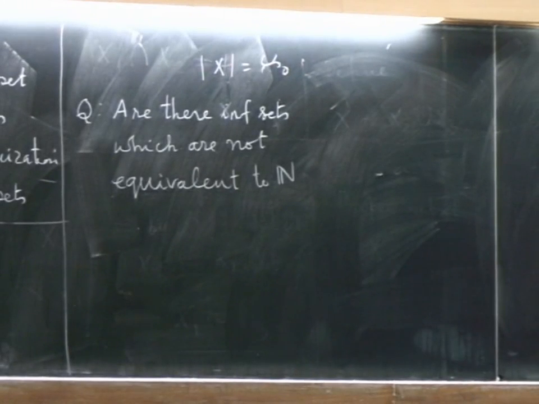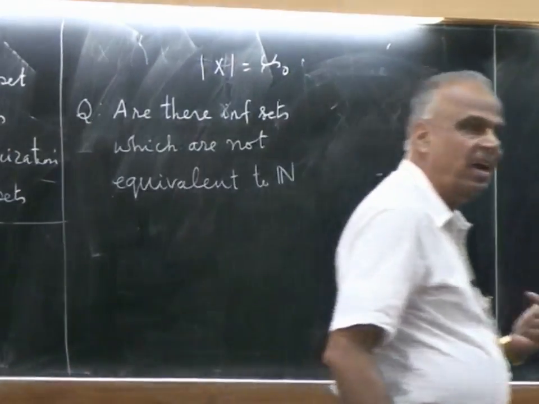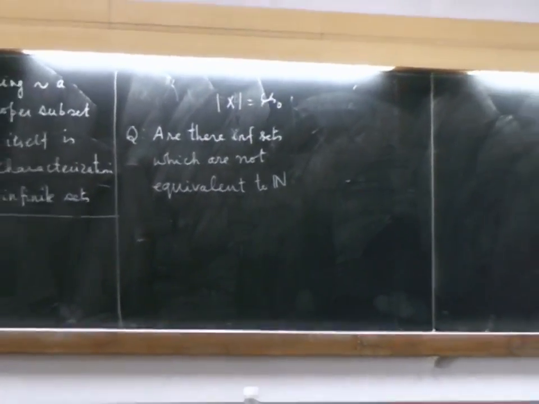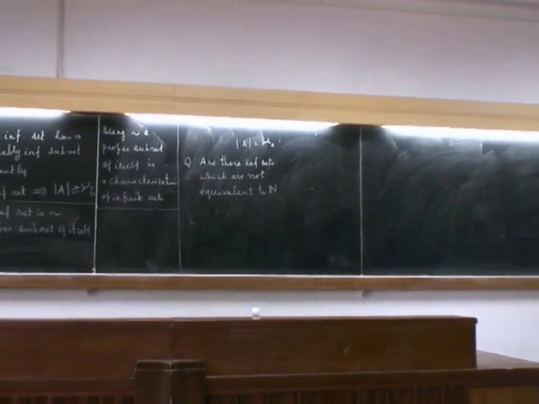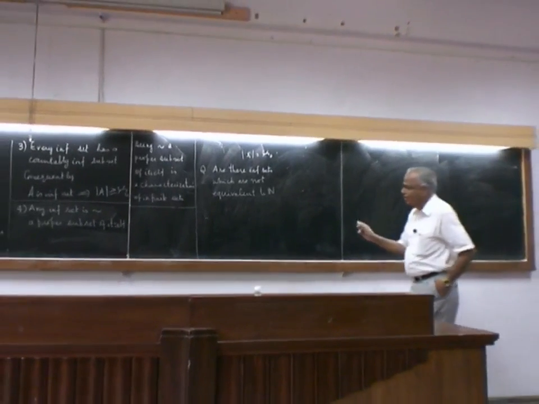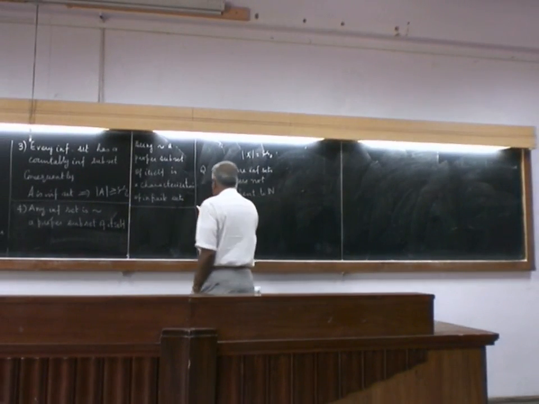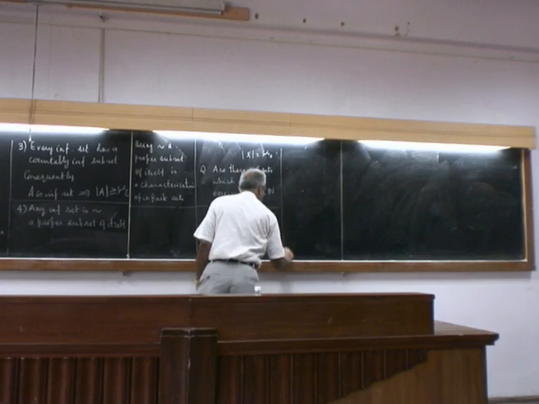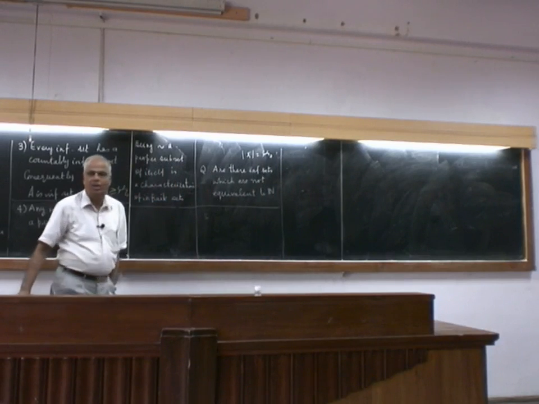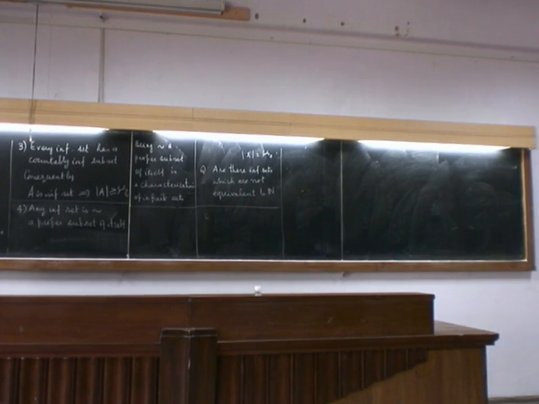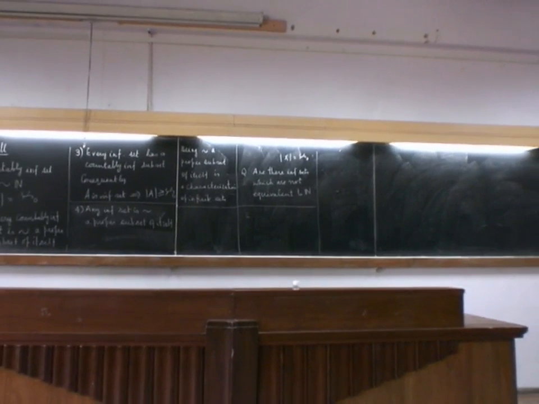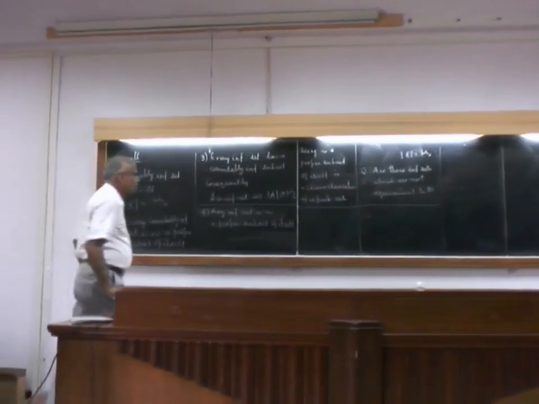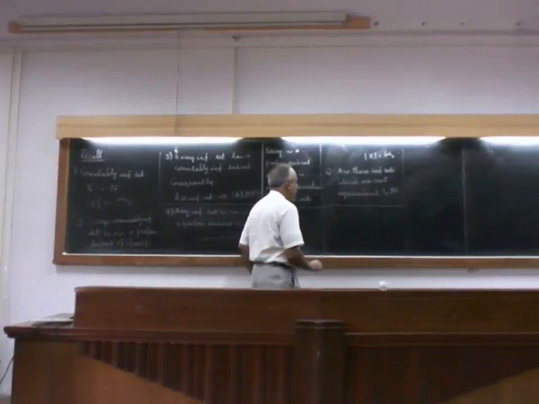So, what is happening? We have already seen that there is no infinity less than aleph naught. So, if there is such a thing, it has to be more than aleph naught. So, in other words, we have two sizes of infinity itself. Now, we will investigate this question. Are there infinite sets which are not equivalent to N? And we will see there are lots of them. There are many, many of them. So, how do we go about doing it?